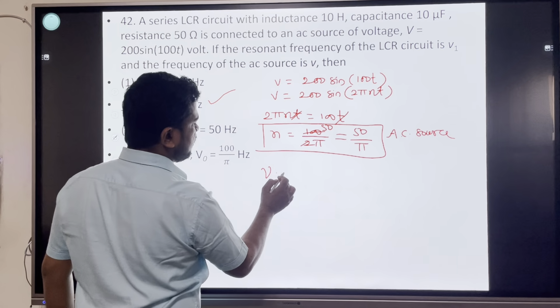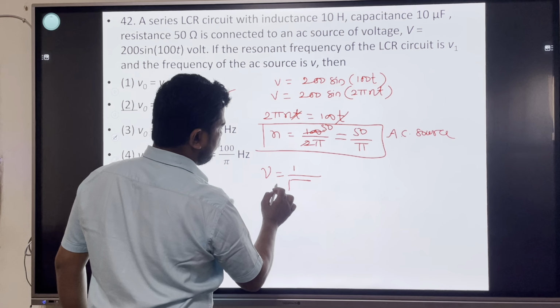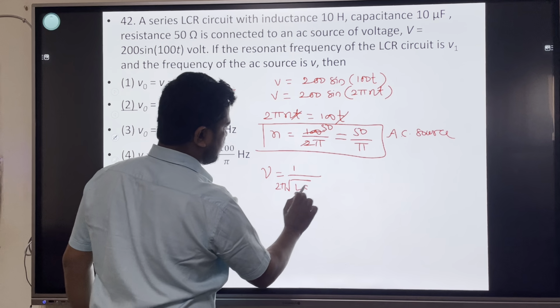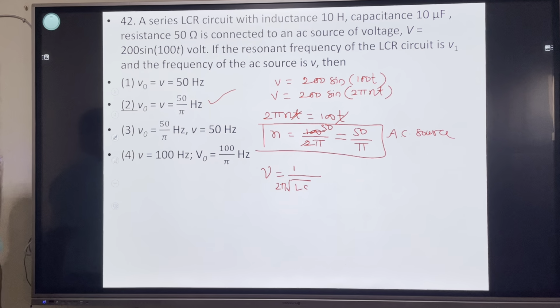Calculate the threshold frequency, 1 upon 2 pi into square root of LC. Calculate the threshold frequency from this formula. Both frequencies will come out the same. Next one.